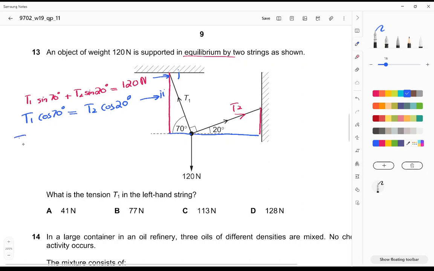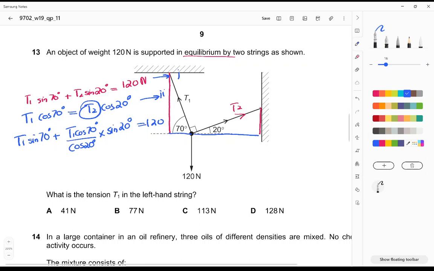So obviously I'm going to make a substitution in place of T2. So T1 sine 70 degrees plus, substituting this T2 over there, T1 cos 70 degrees divided by cos 20 degrees and then multiplied by sine 20 degrees, and that is equal to 120. So we're just going to solve this equation and we'll be done.